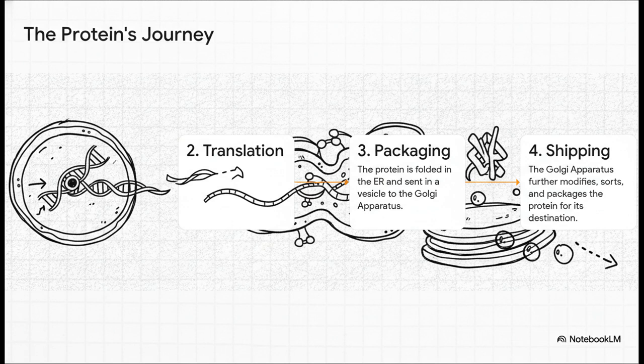Third, the new protein gets folded into its proper shape inside the ER and then packed into a little shipping bubble called a vesicle. And finally, that vesicle travels to the Golgi apparatus, which is like the city's main post office and distribution center, where it gets a final stamp and is shipped off to where it needs to go.